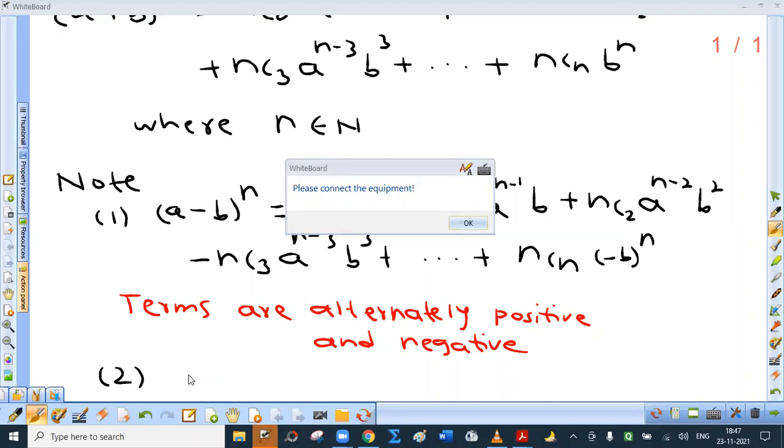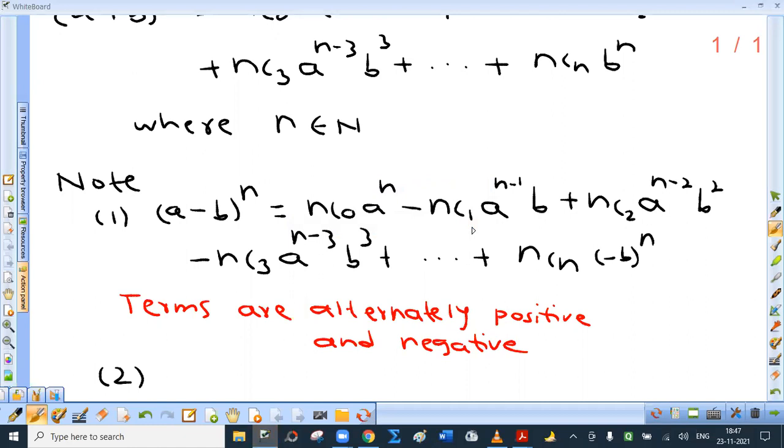That is, the number of terms is 1 more than the index. Third point: index of a, because we are considering a plus b raised to n, that is why I am saying a, otherwise first term. Index of a goes on decreasing by 1.